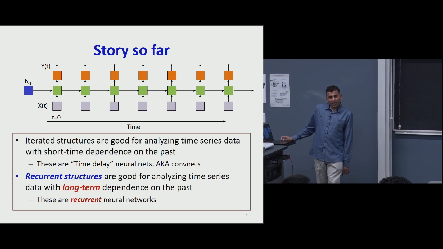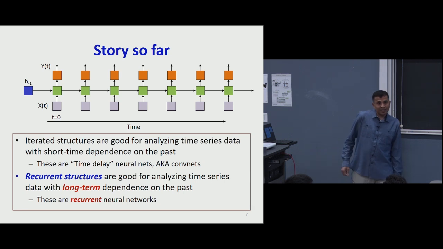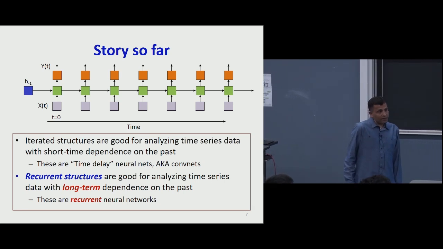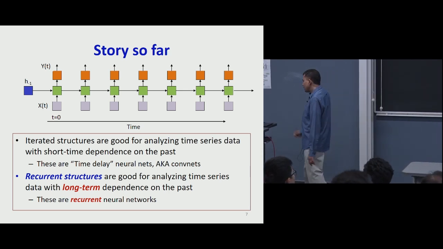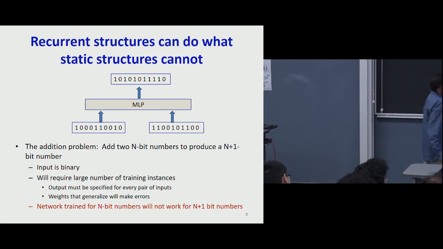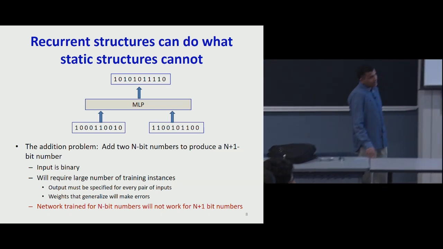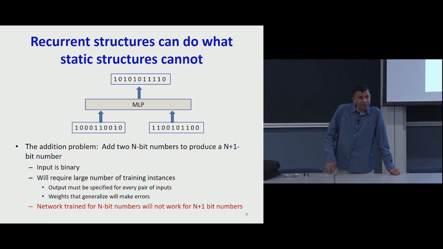Now, the amazing thing about recurrent neural networks is that it's not only for time series analysis that these are really, really effective. There are some problems where a recurrent neural network can do what a fixed size static structure cannot. So consider the simple problem, addition, right? Suppose I want to add two n-bit numbers, and I want to do this using a standard multi-layer perceptron. So you have layers, and all the outputs come out at once. How large would this network be?